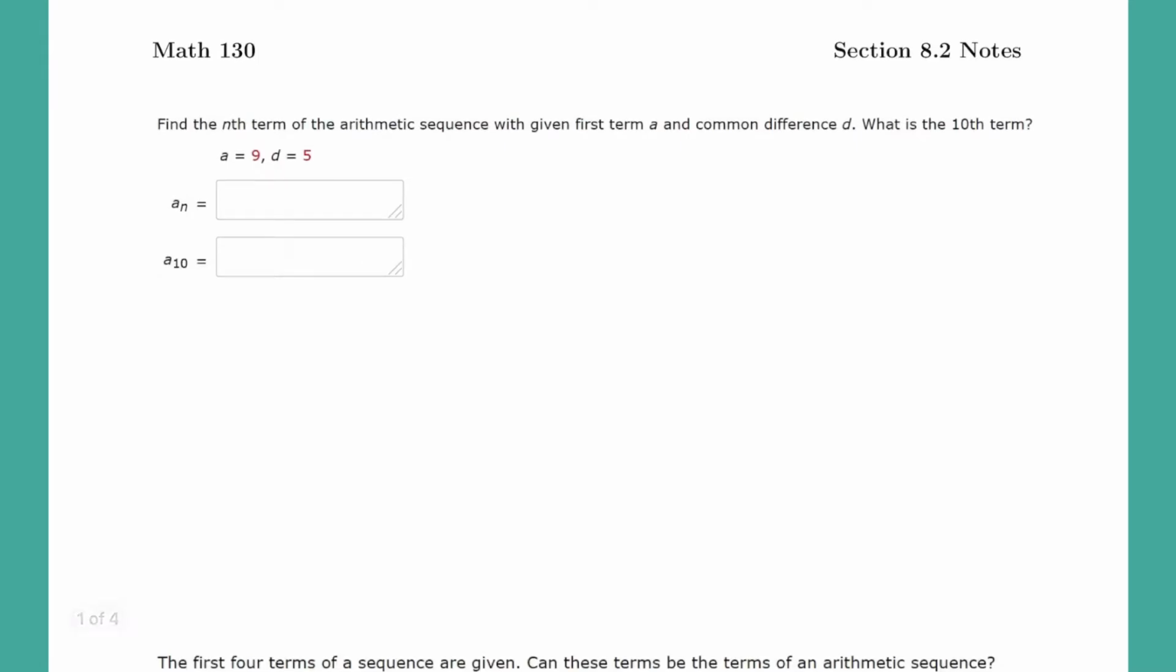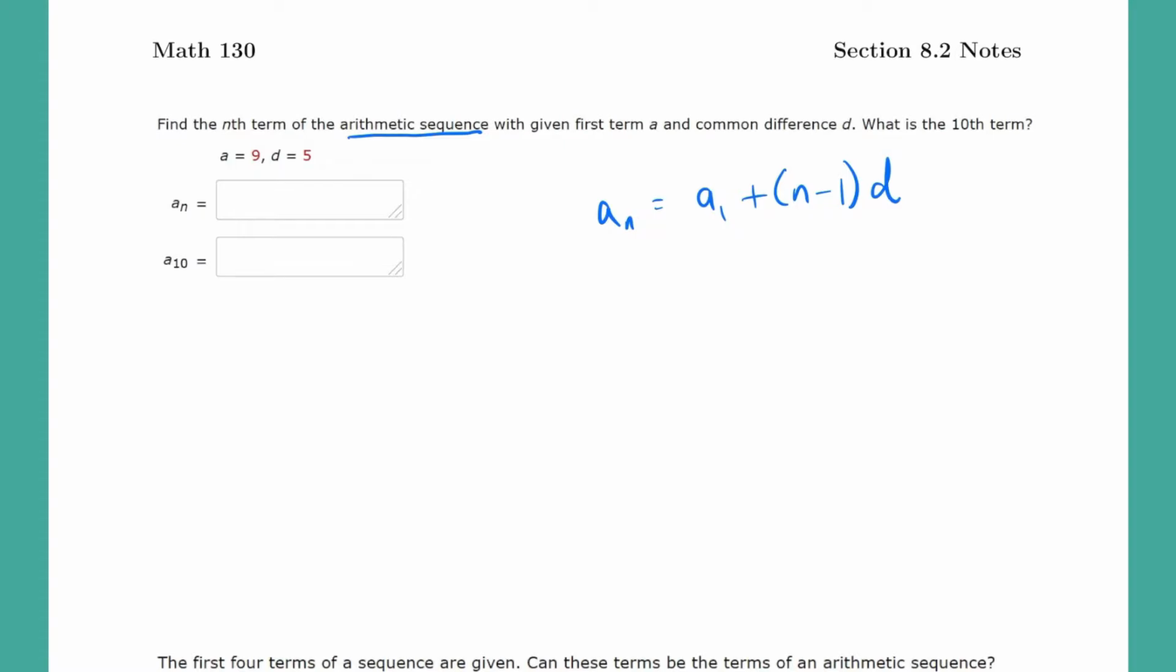Hello class, this is section 8.2, arithmetic sequences. So, as we mentioned in the previous video, arithmetic sequences are sequences that have a common difference. And in this case, they're telling us that this is an arithmetic sequence. We need to find the nth term. And the formula for the nth term is the first term plus n minus 1 times the common difference.